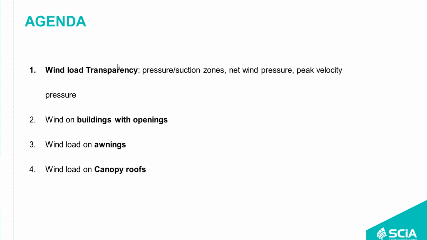They have been introduced this year: the possibility to visualize pressure and suction zones, the possibility to visualize net wind pressure, and also the possibility to visualize the peak velocity pressure. Then we are going to see how to use the new 3D wind load engine on buildings with openings, then how to use it on awnings, and finally how to use the wind load engine on canopy roofs.